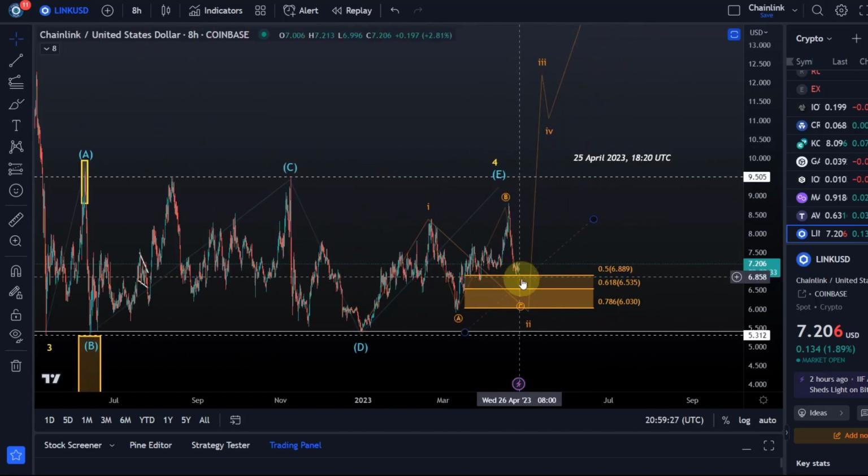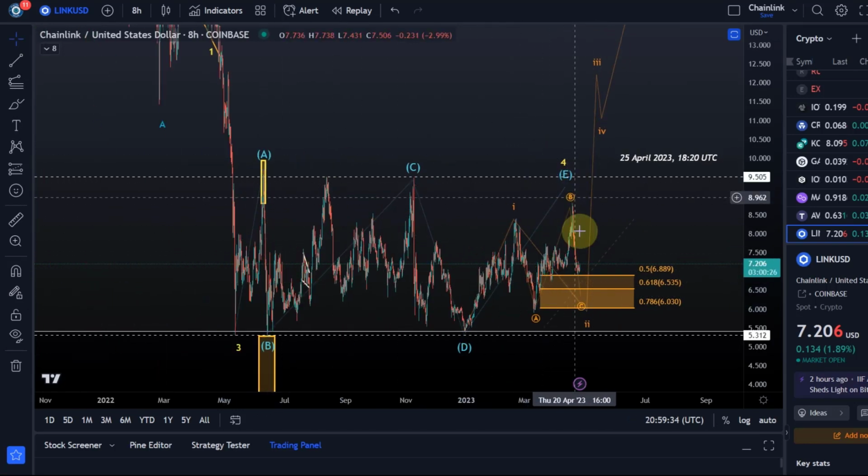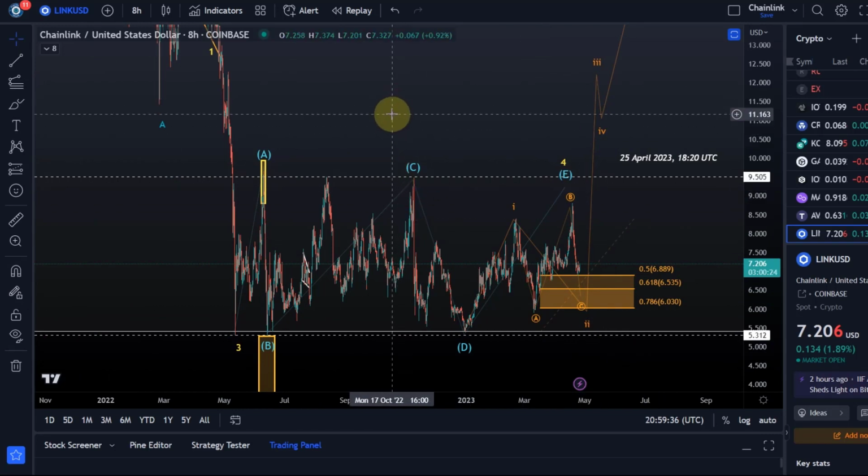I think we are close to a low here, but it can go down all the way to $6. If we break and sustain below 6, then it's the blue count here, this triangle that would break to the downside. Okay, that's my update about LINK.